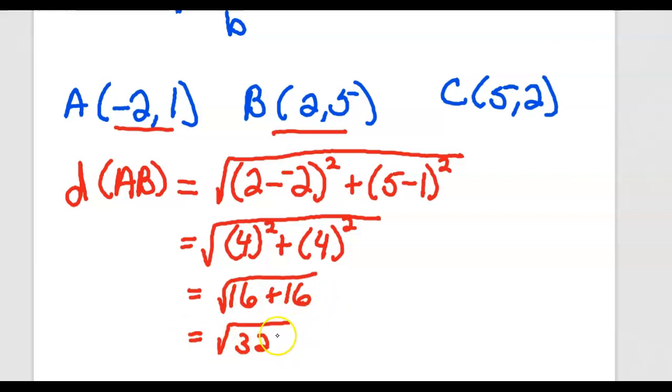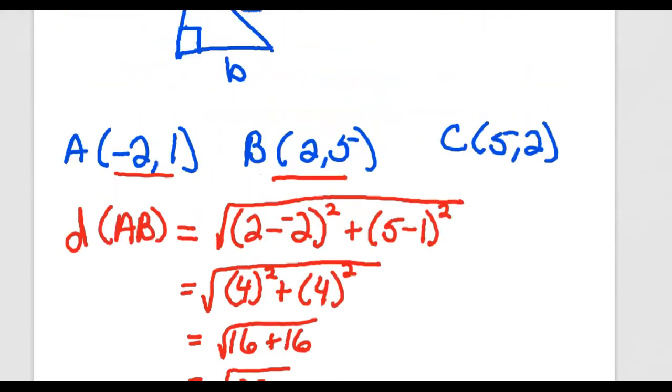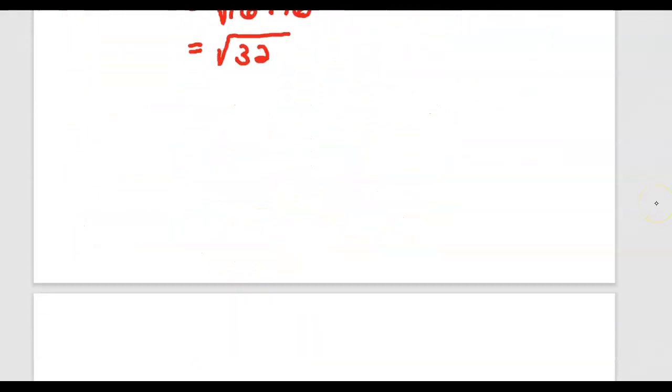Now, most of the time we would attempt to break this down, but when we're looking for the vertices of a right triangle, I definitely don't want to break it down because I want to look at the possibility of what's happening to it. So that was the distance from A to B.